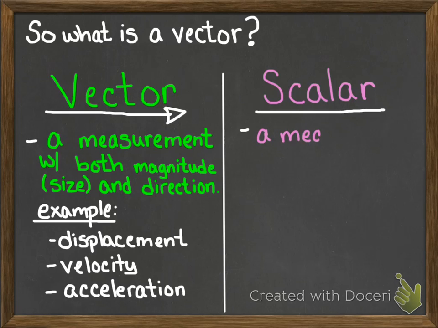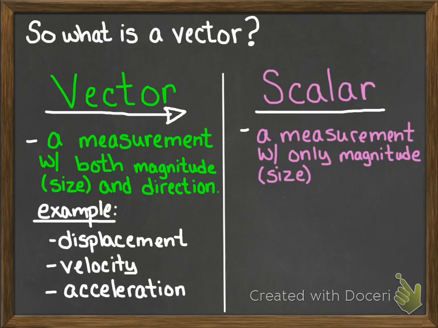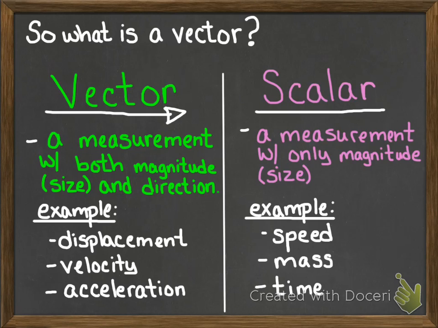A scalar, on the other hand, is a measurement that has only magnitude, so it only has a size. So 5 meters, that is a scalar. Some examples of scalars are speed, mass, time, volume, anything like that. Distance is also a scalar because distance does not have a direction.